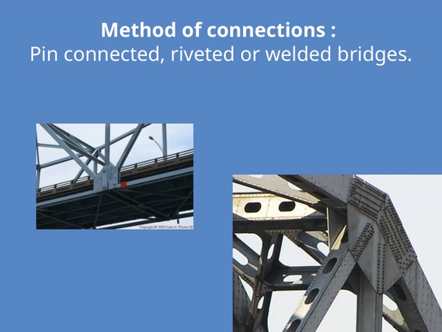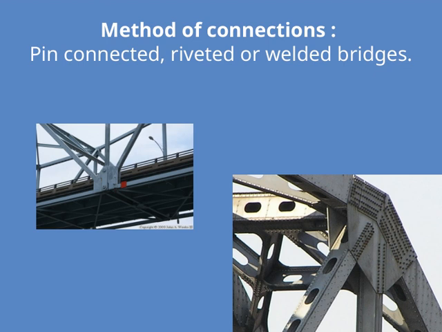Finally, welded bridges are a modern and widely used method. Welding fuses materials together at the joints, creating a continuous structure that offers high strength and rigidity. All these methods, pin, riveted, and welded, are crucial because they influence the overall stability, durability, and construction process of the bridge.